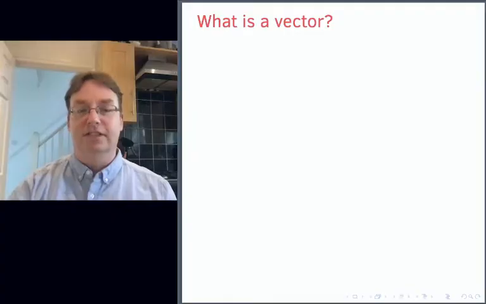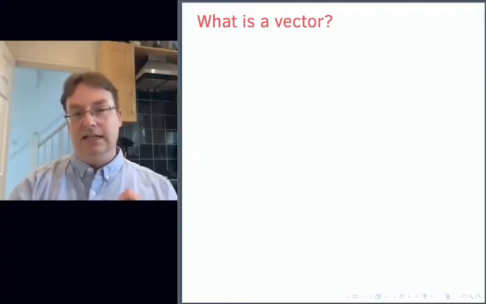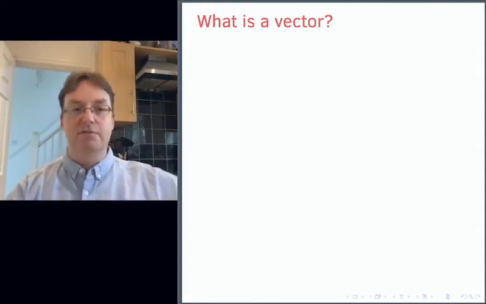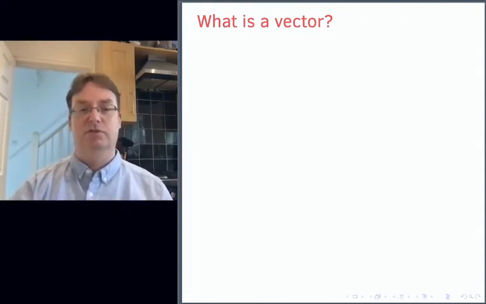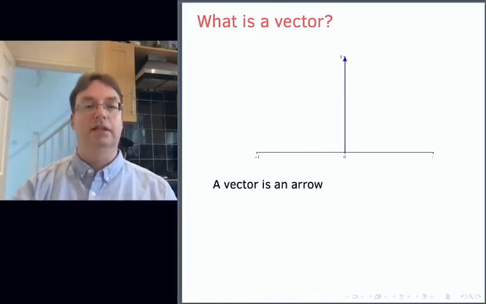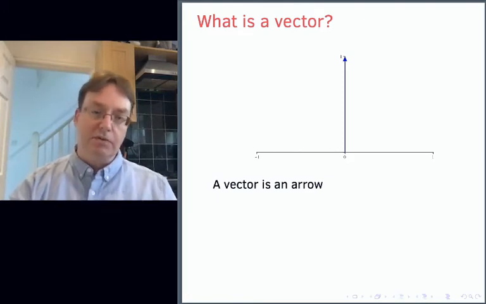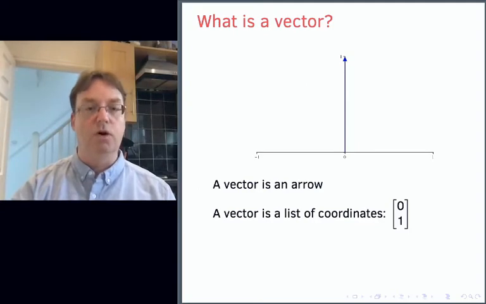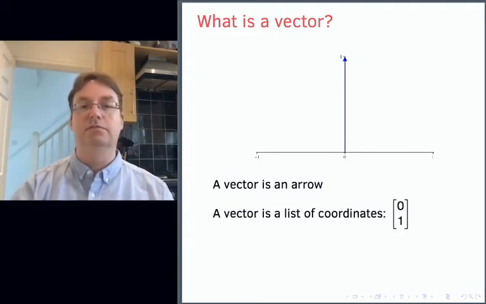So what has all this got to do with vectors? Well, let's start off by asking ourselves, what is a vector? If I had to describe a vector to someone who'd never come across the concept before, what would I say? Well, I might start by drawing a picture and say a vector is some sort of arrow. It points in some direction here. If I want to be a bit more mathematical, I might give a list of coordinates. So, 0, 1, for instance, meaning I have 0 component horizontally and a vertical component of 1.